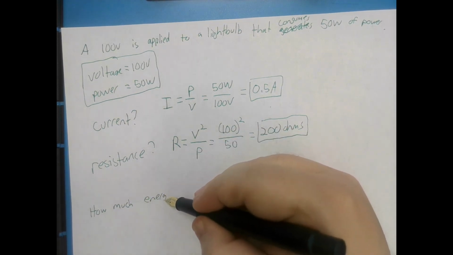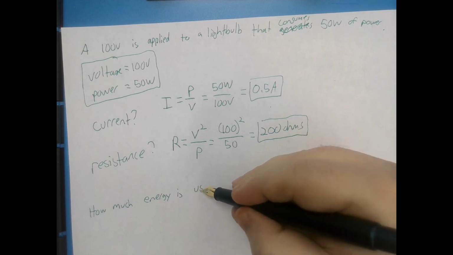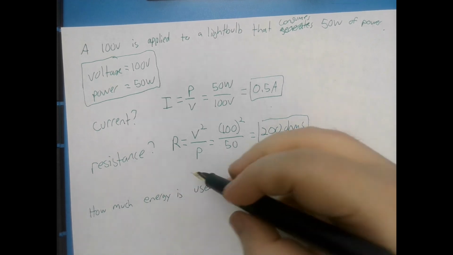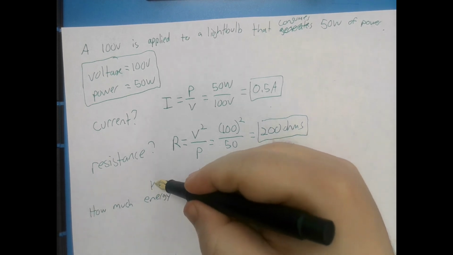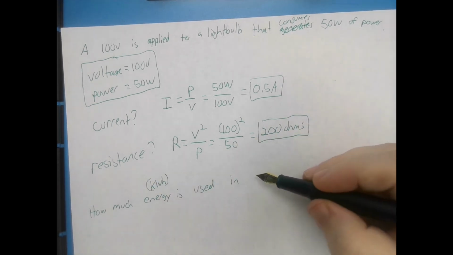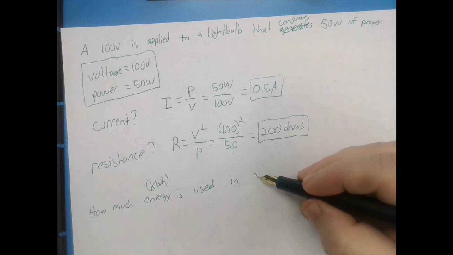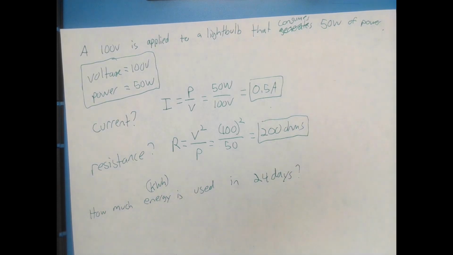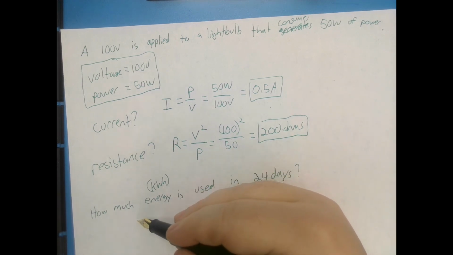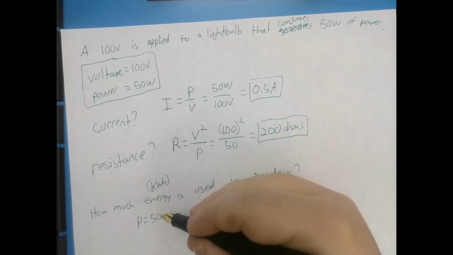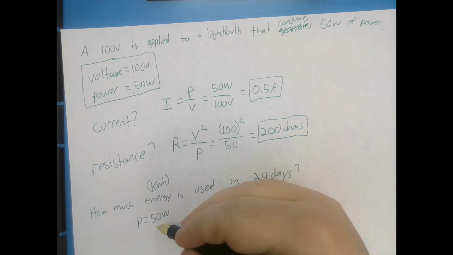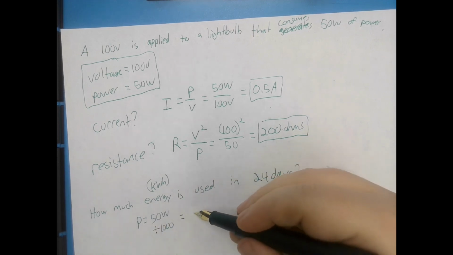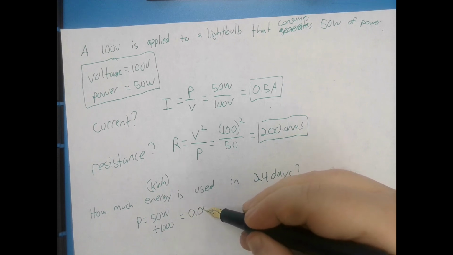How much energy is used, and we'll use kilowatt hours, in 24 days? So to do kilowatt hours, we want our power in kilowatts. Our power was given as 50 watts, but we want it in kilowatts, so we need to divide by 1,000. And so that's equal to 0.05 kilowatts.